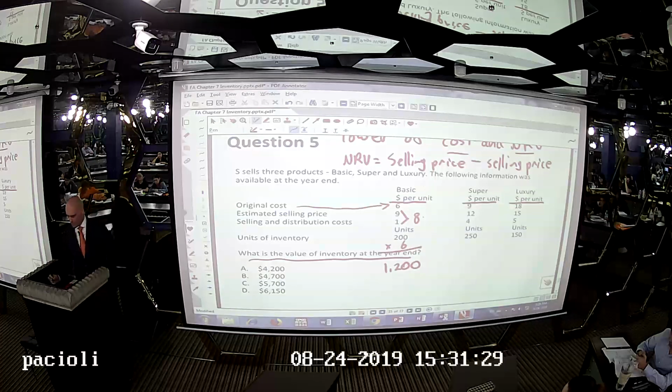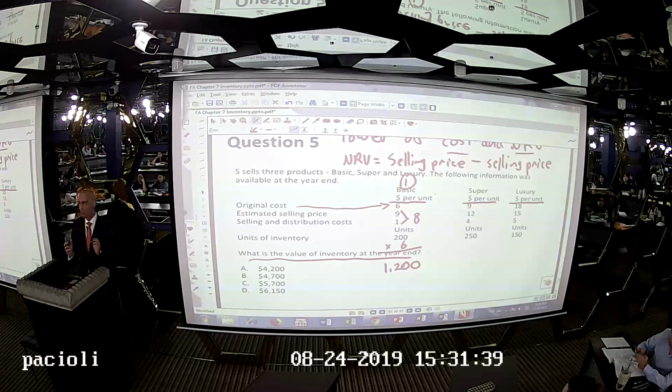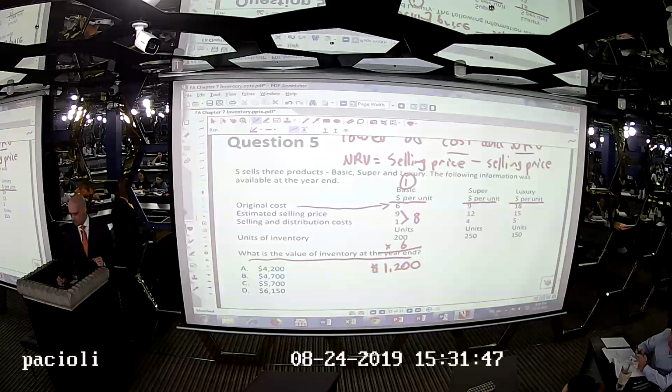Okay, so for the first inventory, we see that the cost is $6. The NRV is 8. We take the lower. So 6 is lower than 8, so we take 6. 6 times 200 units is 1,200.